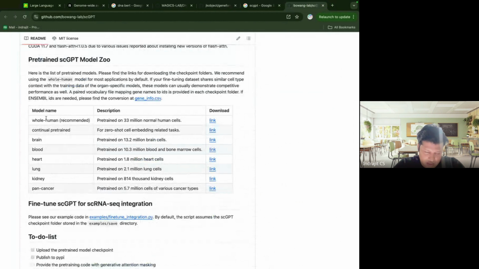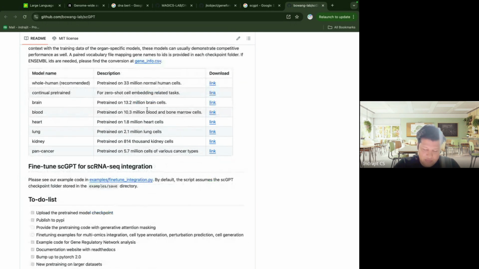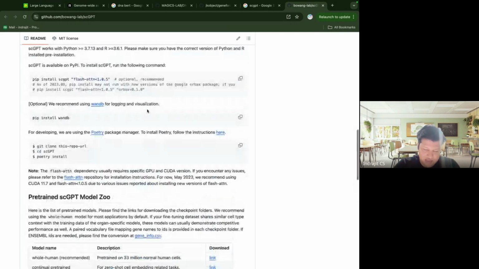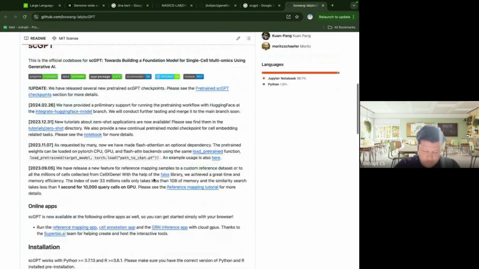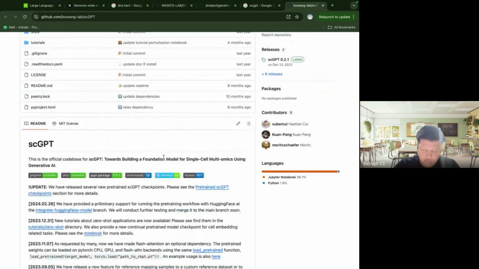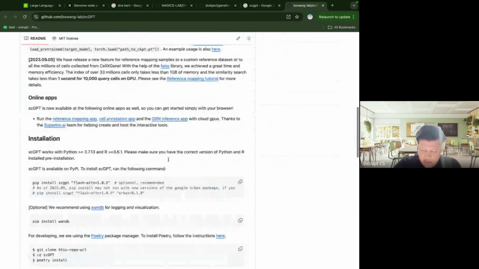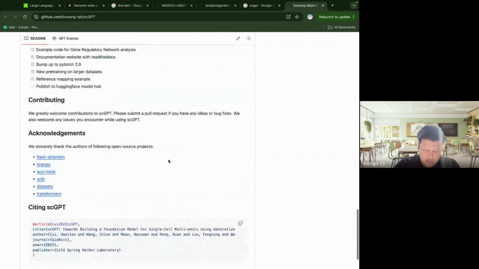they have pre-trained the scGPT model, and you can get the download links for it. It is pre-trained on 33 million normal human cells for zero-shot cell embedding related tasks, or 13.2 million brain cells, or 13.3 million blood and bone marrow cells. So you can see how these scGPT kinds of models are being trained, and they have multiple versions. I think these will keep coming over time, and this is a good reference for models that are focused on cell-based and specialized model training for specialized healthcare tasks.